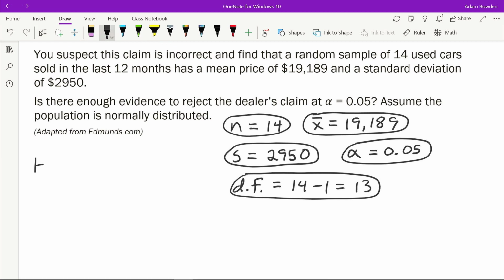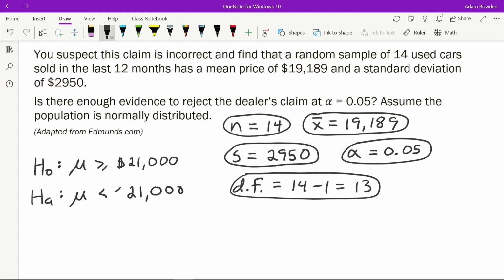Okay, our null hypothesis is the dealer's claim that we're trying to make an alternative to, which is that mu, the average of the population, is greater than or equal to $21,000, because they're claiming that they're selling them on average for at least this much. The alternative to this is that it's less than that, which is mu less than $21,000. Okay, so now we know what type of test we're using here. It's less than on the alternative, so that means it's a left-tailed test.